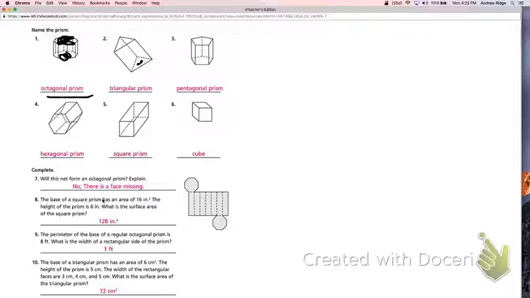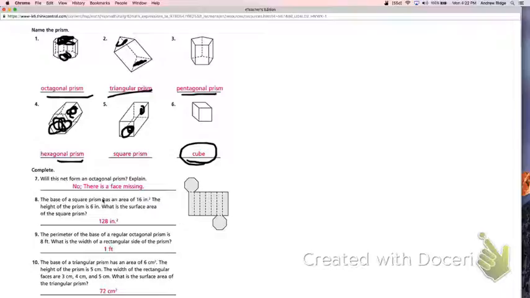This has triangles at the top and at the bottom. Triangle, pentagon, a hexagon at the top and at the bottom, a square prism. Now, when you have a square prism where even the side, the lateral faces are the same, it's got a special name. It's called a cube.